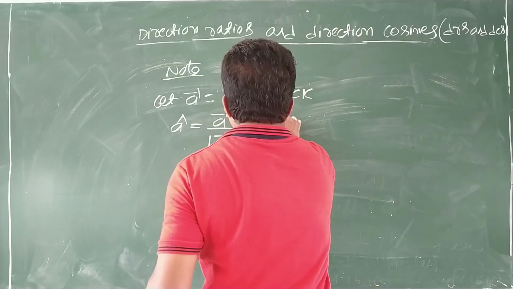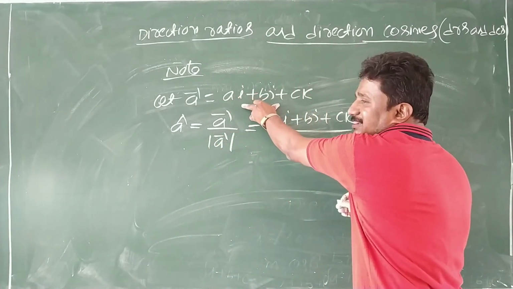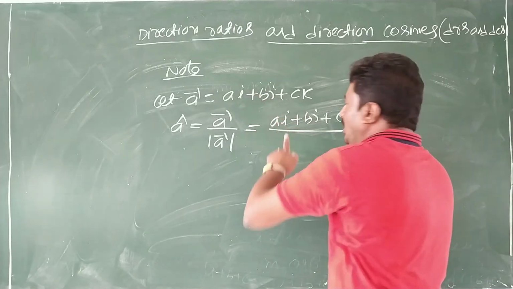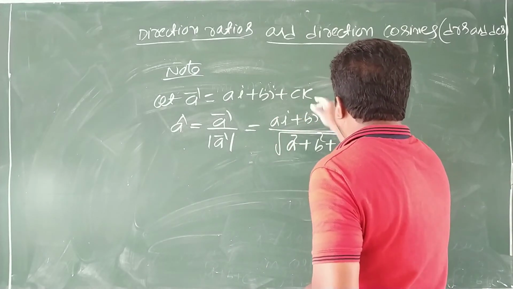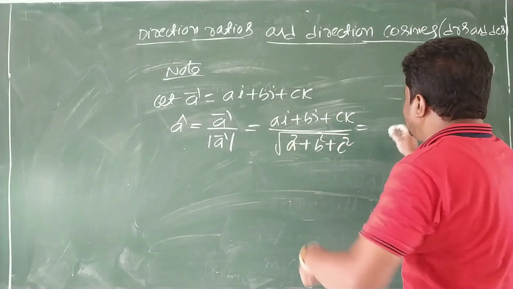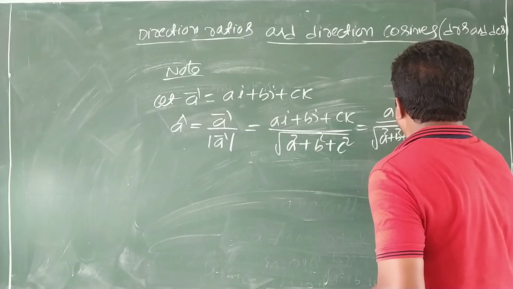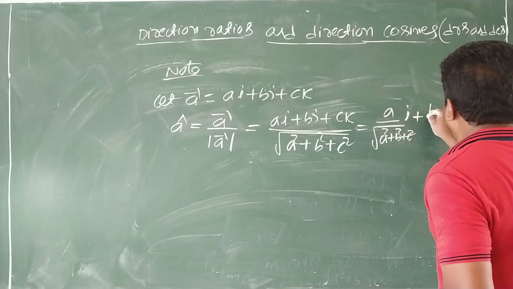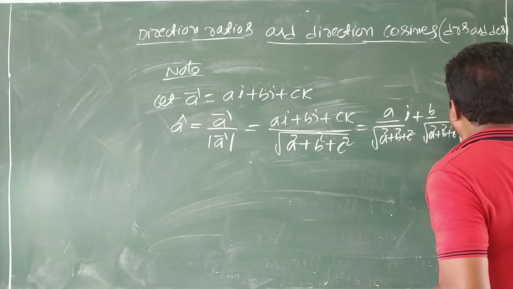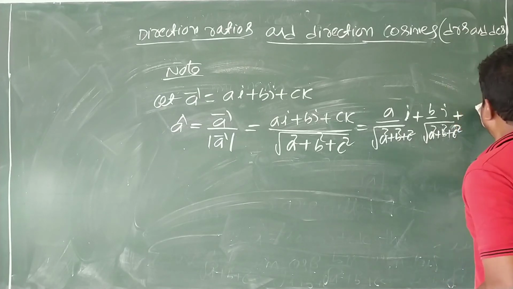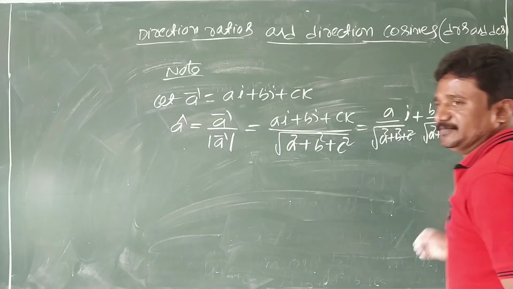Take the vector ai plus bj plus ck. Tell me the length of the vector, students. How do you find the length of the vector? Root of i squared a square plus j squared b square plus k squared c square. Split it, students. A by root of a square plus b square plus c square into i, plus b by root of a square plus b square plus c square into j, plus c by root of a square plus b square plus c square into k. Observe, students.